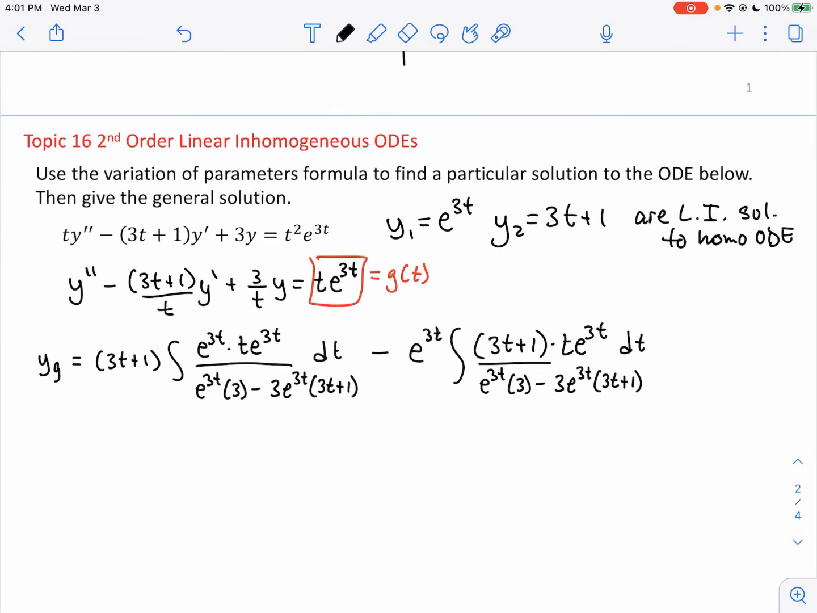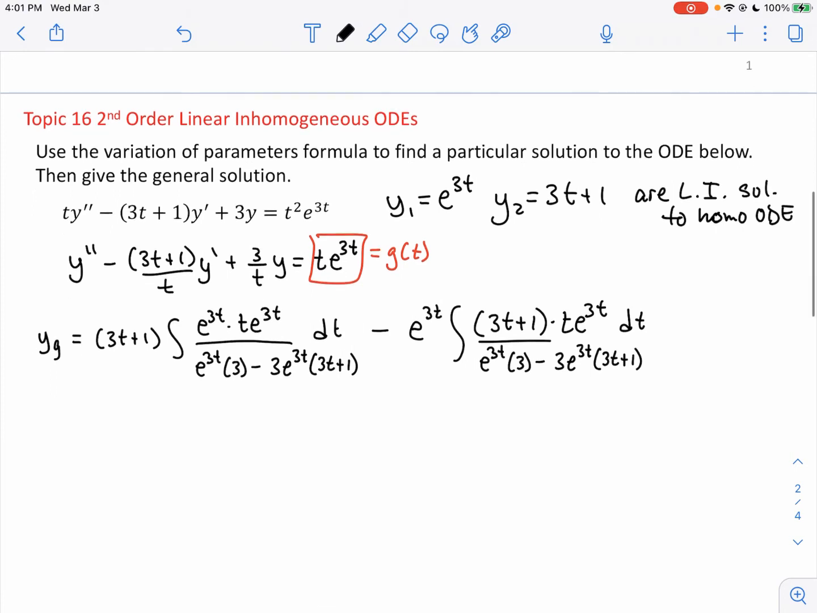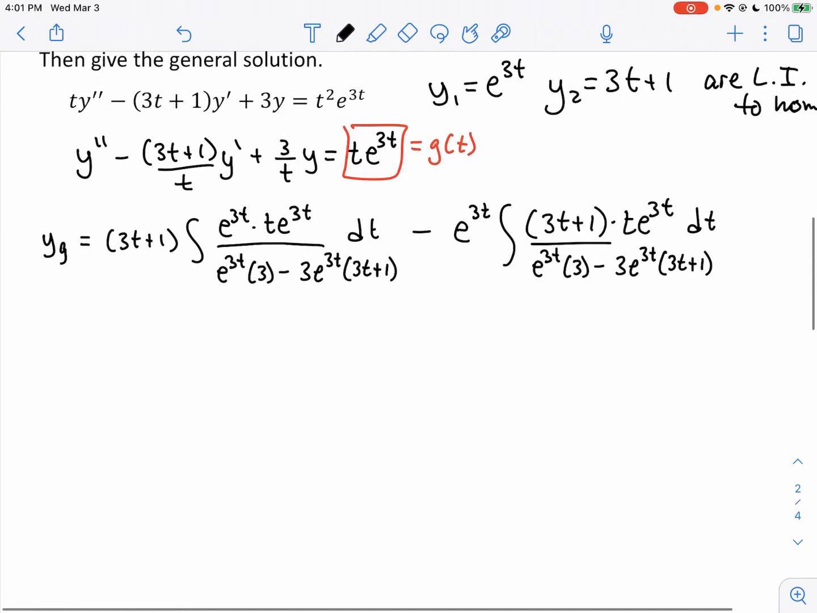Sometimes these integrals are not doable by hand, and so this is where the variation of parameters formula might fail us. It all depends on whether we can, A, find y1 and y2 in the first place, and B, carry out these integrals. If we can't do either of those things, then this formula won't be helpful for us. So let's see now if we can actually complete both of these integrals.